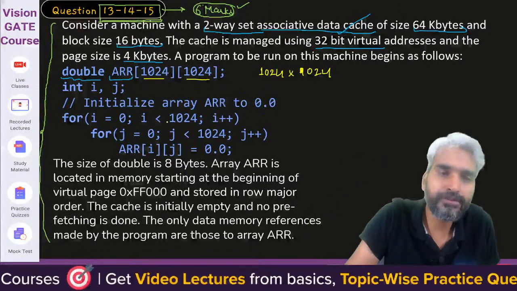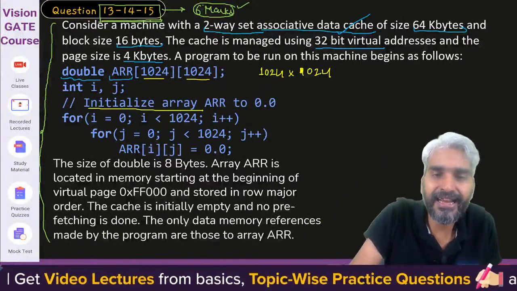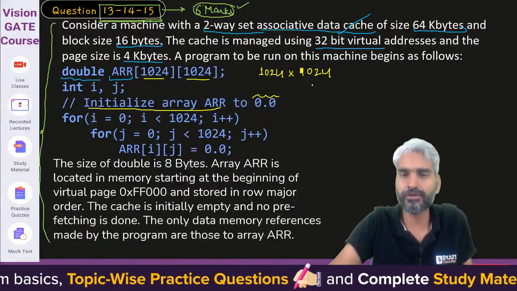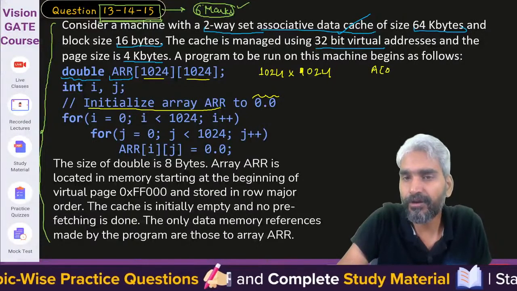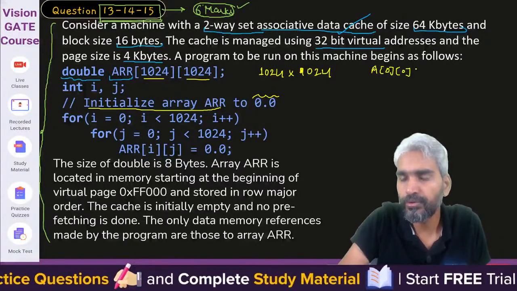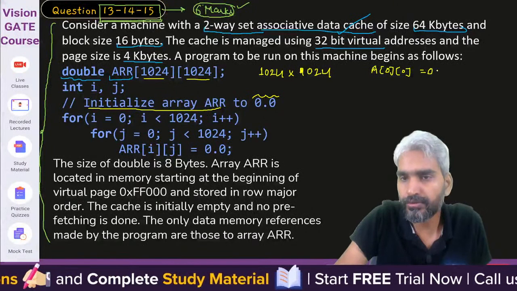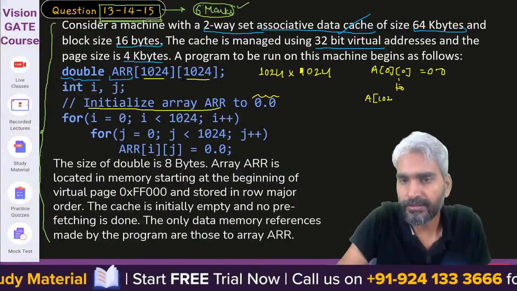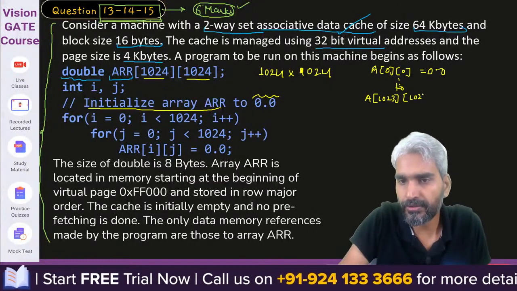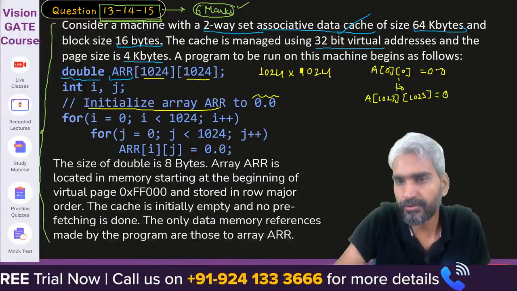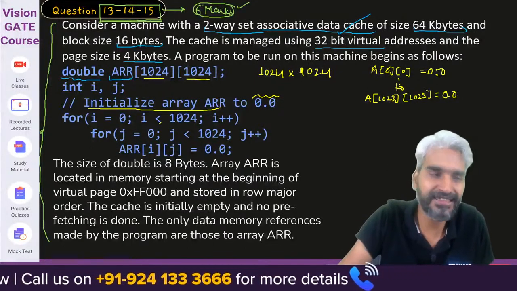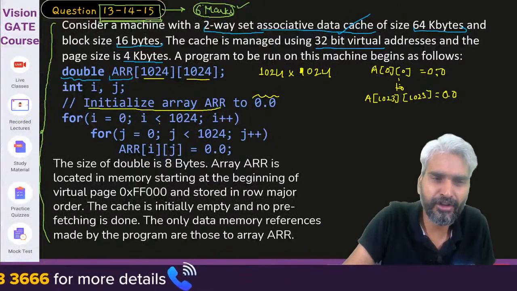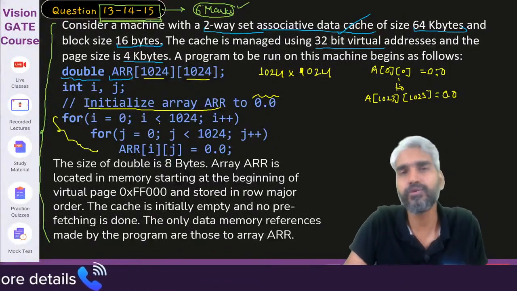Now, what does it do? It is initializing the array elements to 0.0, that is, starting from A00 equal to 0.0 up to A1023, it will store 0.0, because the loop condition is less than. For that particular purpose, this code is being used.